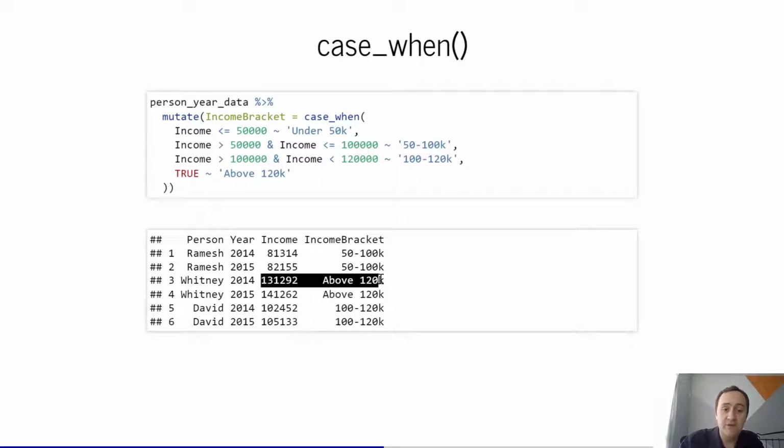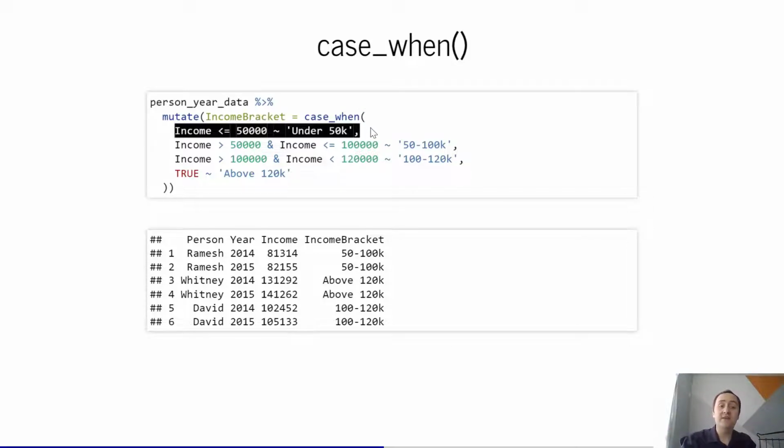These ones are above 120K, so they get above 120K. These ones are between 100 and 120. It gets that label over here. Notice, as I mentioned, it checks each one as it goes down. So if you are below 50,000, then it catches you.